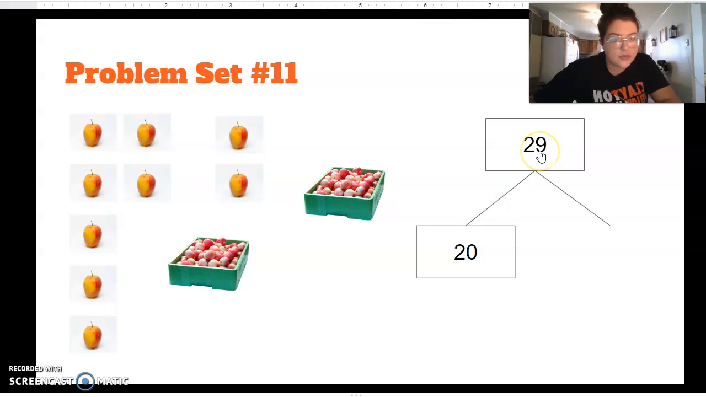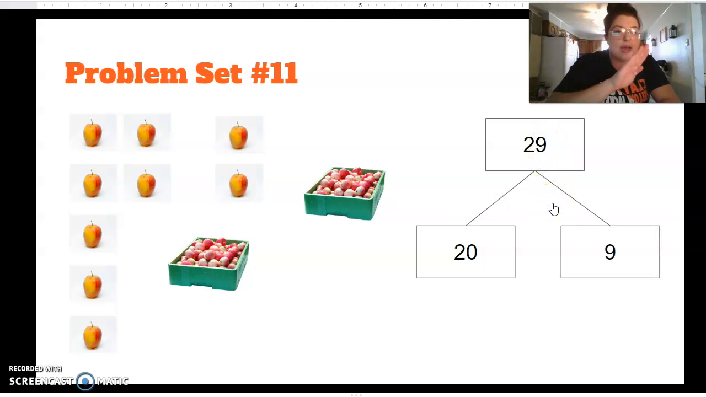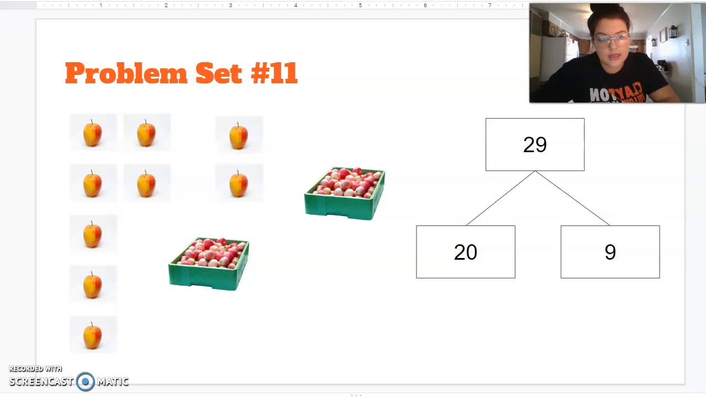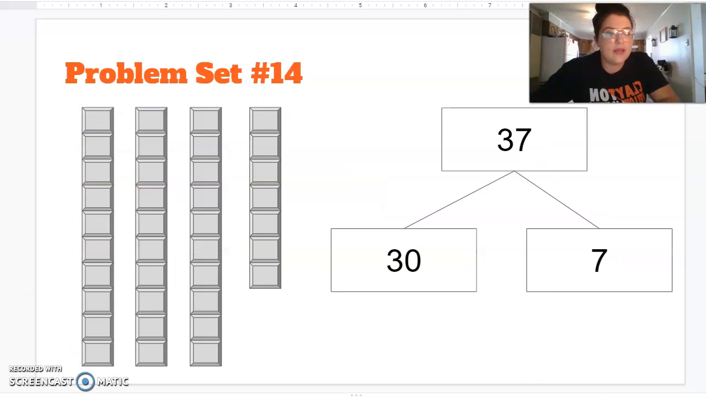And then what's our ones place? 9. 20 and 9. 20 plus 9 equals 29. Okay? That's that problem. That's number 11 that we did together. And then we're going to move on.